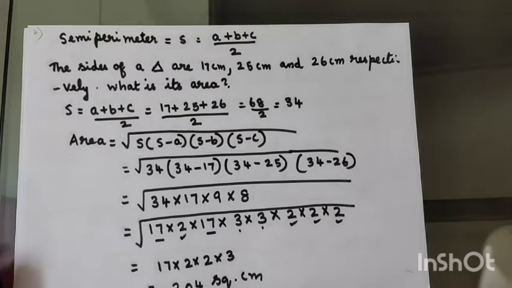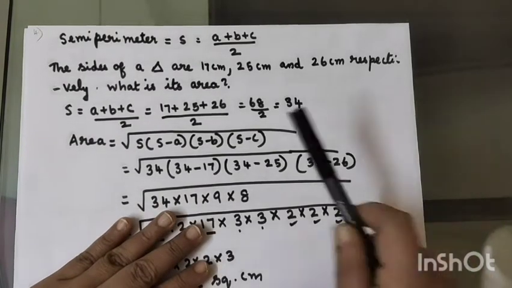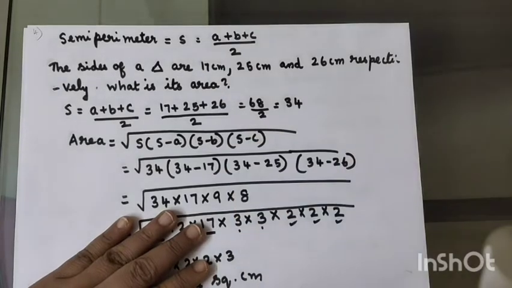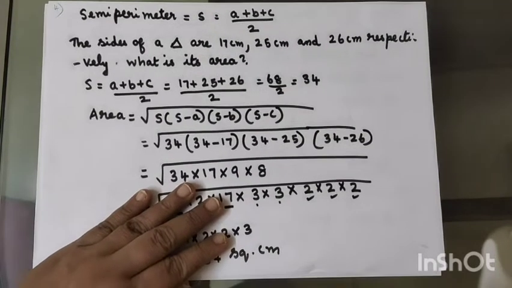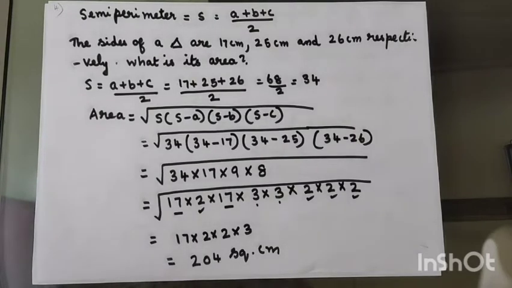Semi-perimeter, that is, here we learn the formula, Heron's formula, square root of s into s minus a into s minus b into s minus c. Now what is s? s is the semi-perimeter. s is equal to a plus b plus c upon 2. Now, for the semi-perimeter, the sides of a triangle are given like this.